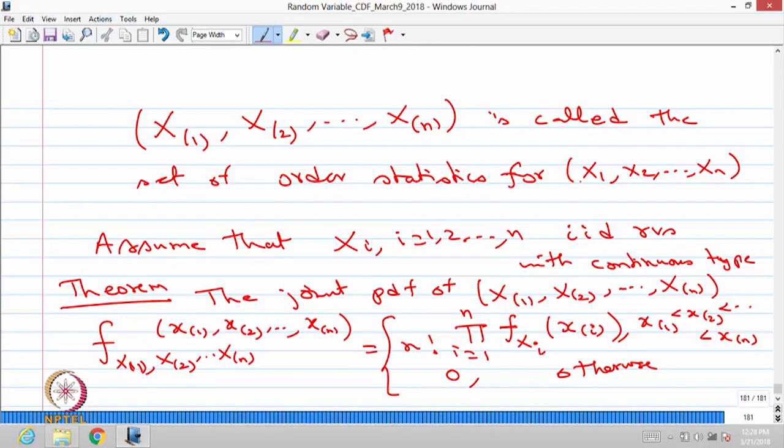One can verify the multidimensional integration with respect to dx(1), dx(2), ..., dx(n), that it is going to be 1. So, here we are finding the joint probability density function of order statistics.